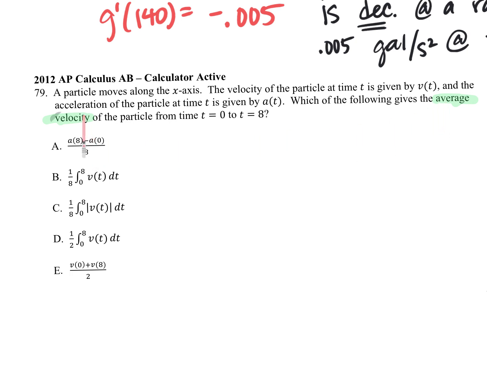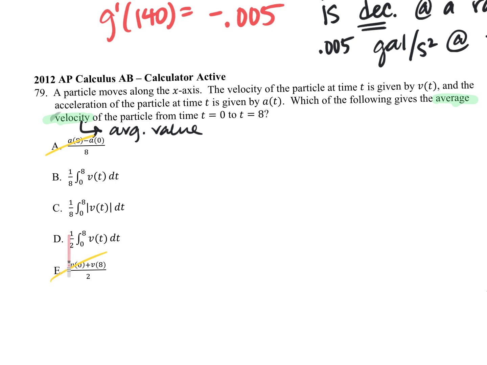Average change would be acceleration, and they're going to say average rate of change if they want that change in y over change in x. So if we want the average velocity, they're actually asking for that average value. Therefore, which two do you feel good about getting rid of? A and E, because those are trying to do a little change in y over change in x there. And get rid of D.